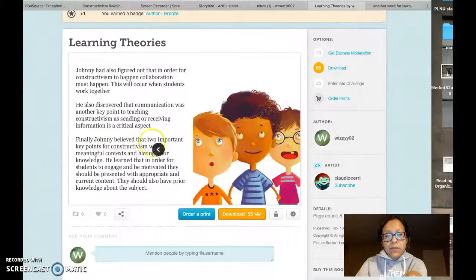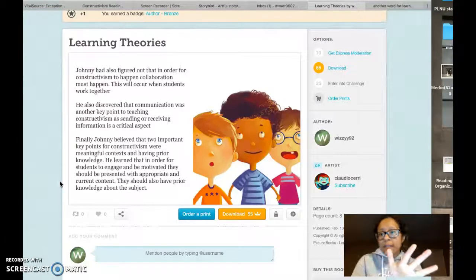Finally, Johnny believed that two important key points for constructivism were meaningful context and having prior knowledge. He learned that in order for students to engage and be motivated, they should be presented with appropriate and current content. They should also have prior knowledge about the subject. So these are the last red key points for constructivism. I already went through collaboration, now communication.